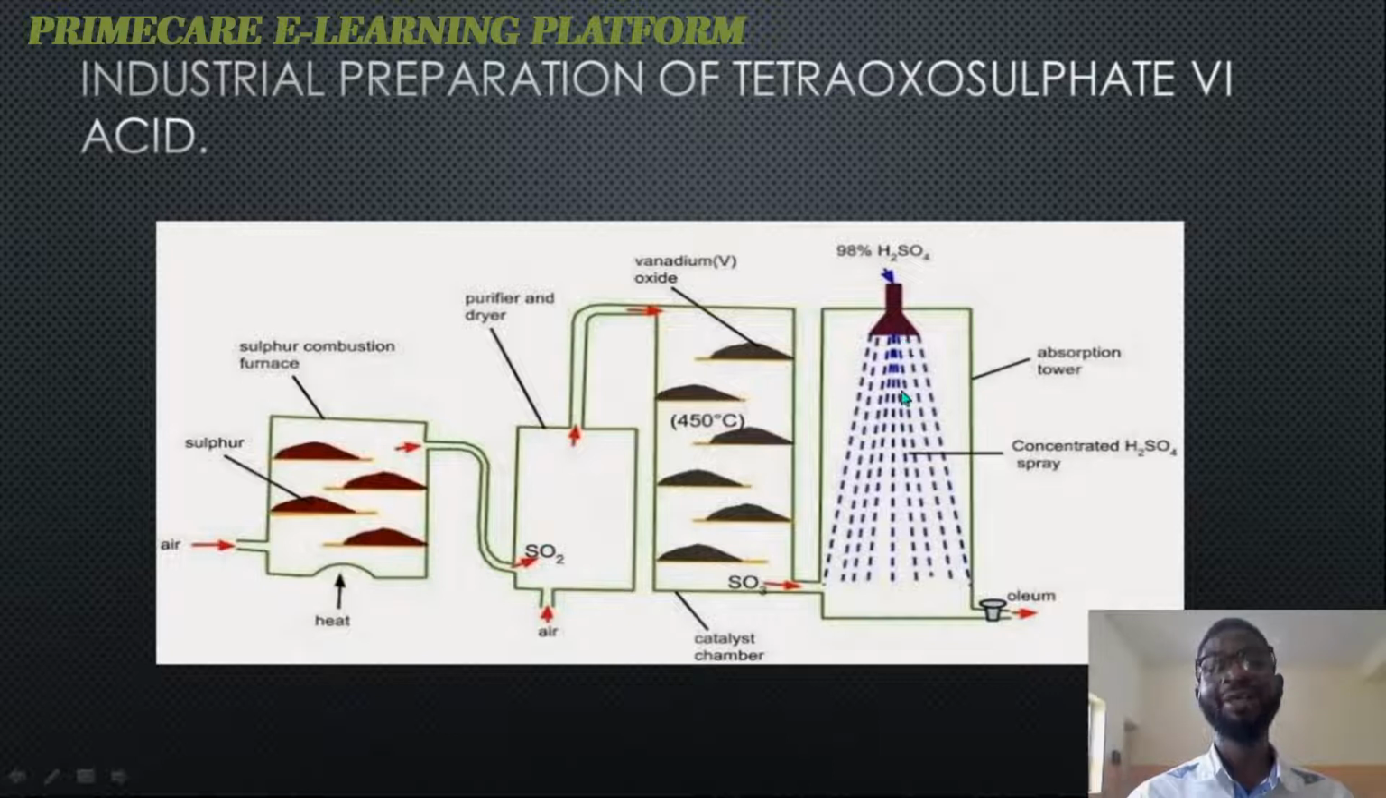In this tower, the sulfur trioxide is sprayed with concentrated H2SO4. When it is sprayed, oleum is formed. The compound that is formed is called oleum. Now, this oleum is collected and dissolved with an appropriate amount of water to give you your 98% sulfuric acid.